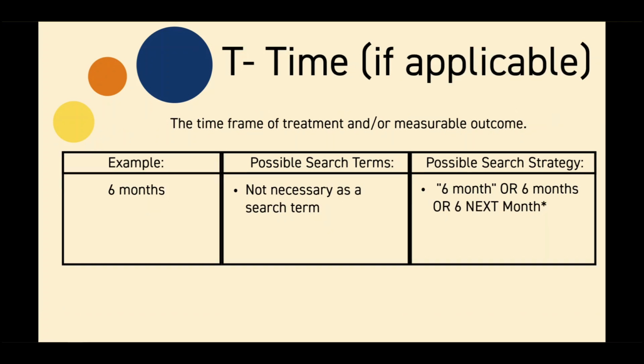For T, we need to describe the time frame for the outcome. This is not always required nor present, so I would suggest starting without it. Also, most databases that have PICO search tools do not use the component time. For our scenario, we are looking at 6 months. Possible strategies are 6 months with and without the quotation marks and 6 next months. The last one is for select databases.